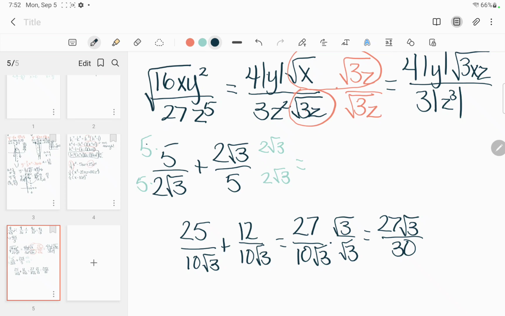Please note, if you left your answer looking like this, I marked it wrong because I need to see those radicals in the denominator.